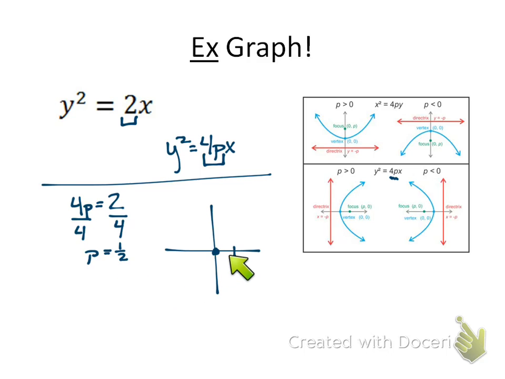Since p is 1/2, I'm going to plot a point for the focus. I'm going to label it F. Directrix will be half away on this side. I need a spot to indicate -1, and I'll put in a dashed line at x equals 1/2. Ooh, my bad. It's a dashed line at x equals -1/2.